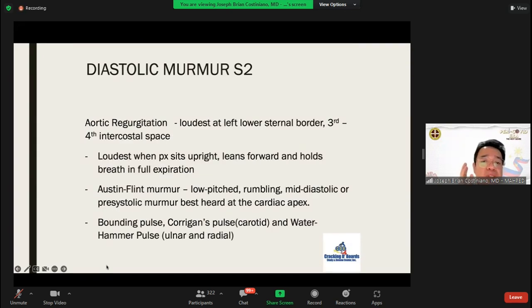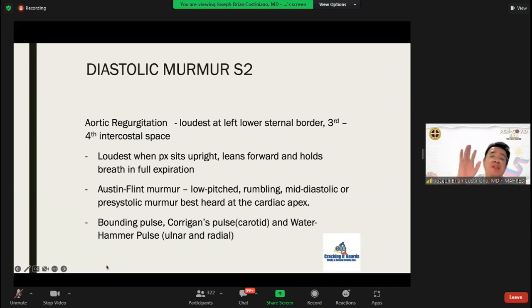Now, when you talk about aortic regurgitation, it is usually heard loudest at the left lower sternal border in the third to fourth intercostal space. So the maneuver is you let the patient sit upright and lean forward, no, and hold the breath in full expiration. An Austin Flint murmur is best heard, no, at the cardiac apex. It's low pitched and rumbling.